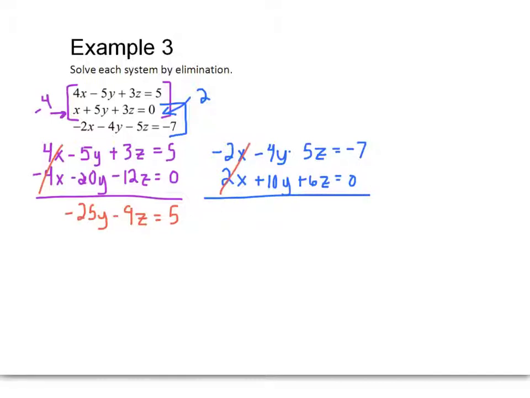So my x's cancel again, which is what I wanted. Negative 4y plus 10y is 6y. Negative 5z plus 6z is 1z. And negative 7 plus 0 is negative 7.